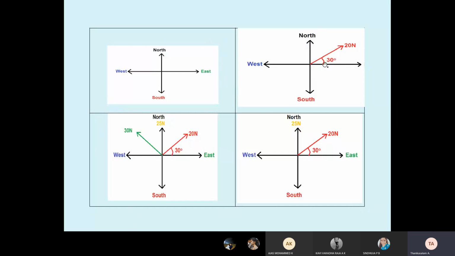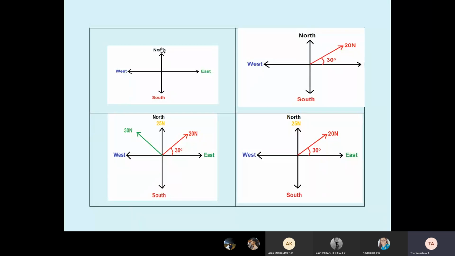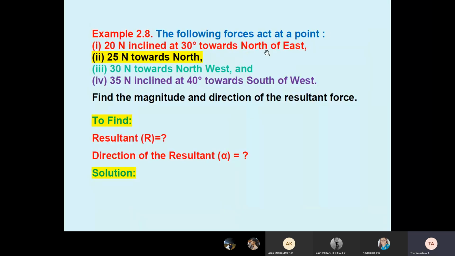Sindhuja, did you get this one? Yes, sir. Okay, 20 Newton towards north. So first you must know the north, south, east, west diagrams. So north of east. See here, north of east. So 20 Newton goes to north from east, 30 degree.